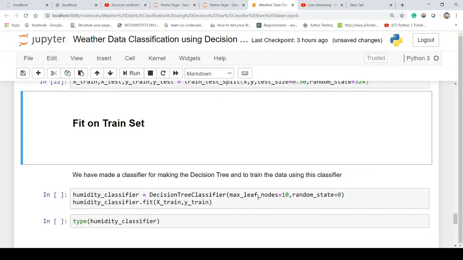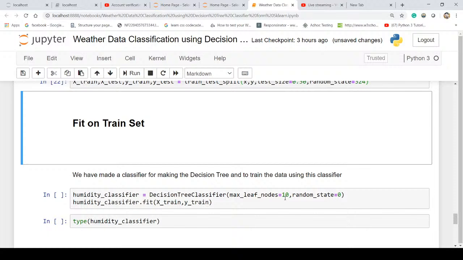So here you have to mention a hyperparameter. Leaf node, I told you, right? It is how much you want your tree to be split. So I mentioned here that my tree should be split 10 times. It can be split 5 times or maybe 15 times, according to your understanding or your intuition. So I mentioned 10 times and random state equal to 0. Random state is just something you put for reproducibility.